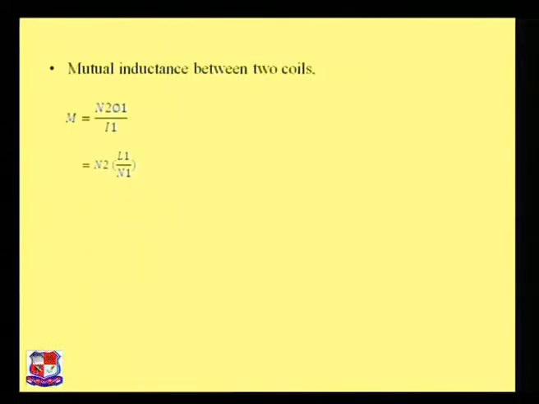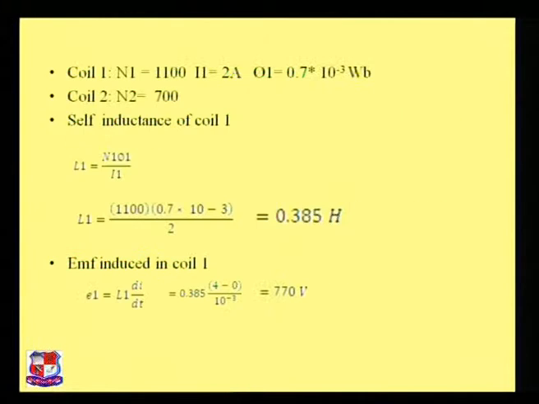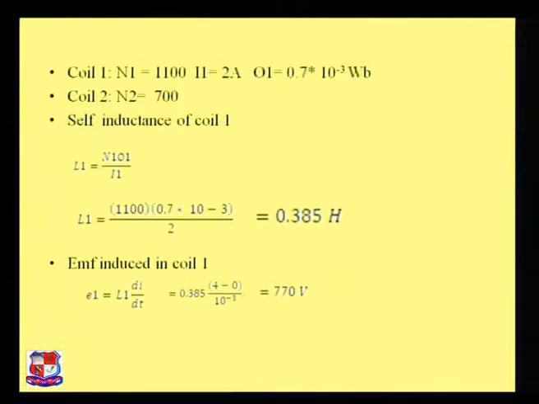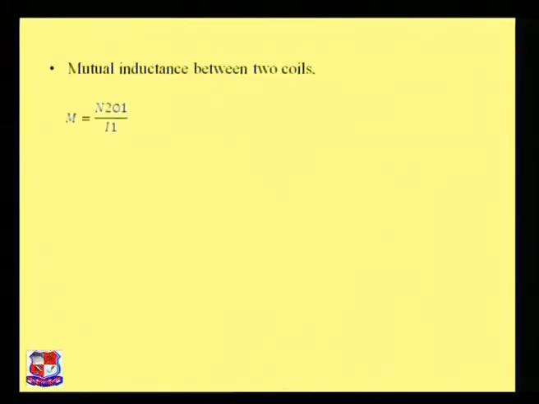So here the example is done. We have found three things. Firstly, the self inductance of the first coil, which is 0.385, and the formula was L1 is equal to N1 phi 1 by I1. The second thing is the EMF induced in coil 1, which is E1 is equal to 770 volt. And the third thing, mutual inductance, is M is equal to 0.245 Henry.